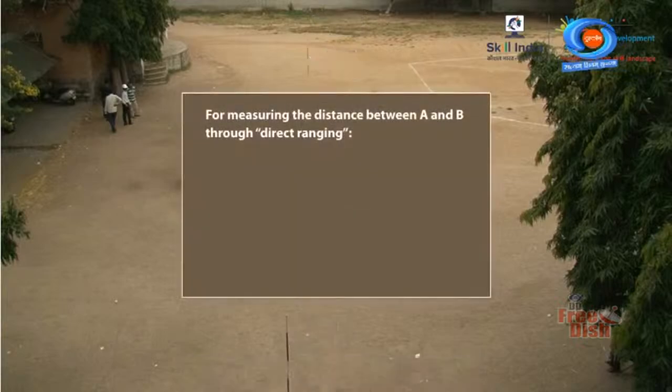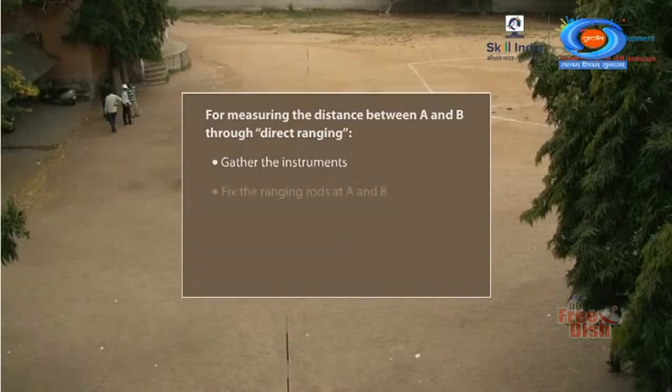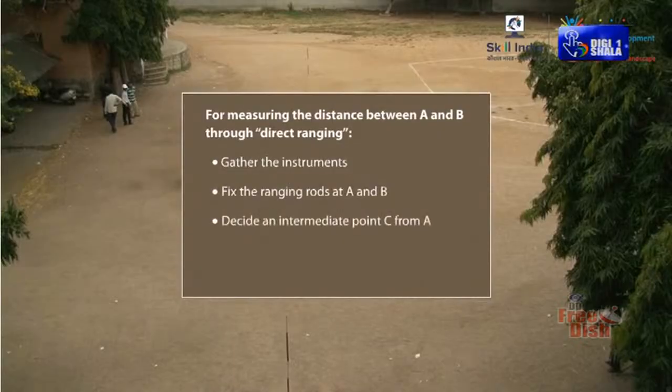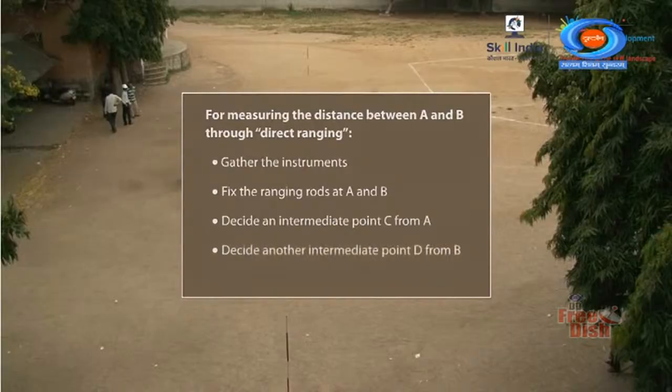Therefore, for measuring the distance between A and B through direct ranging, you must first gather the instruments. Fix the ranging rods at A and B. Then, decide an intermediate point C from A. Decide another intermediate point D from B.